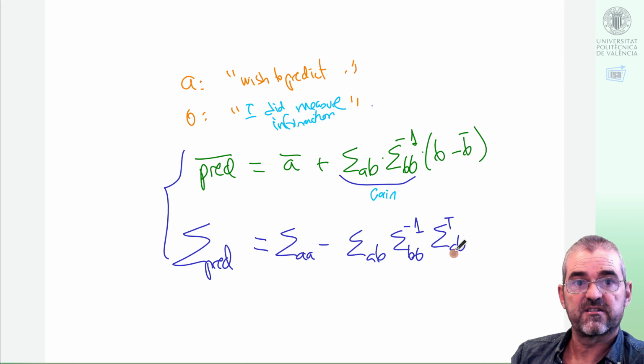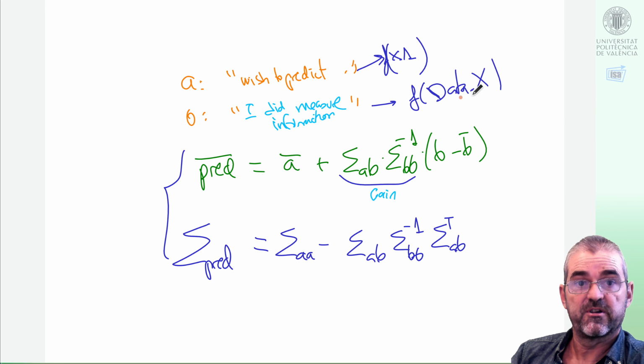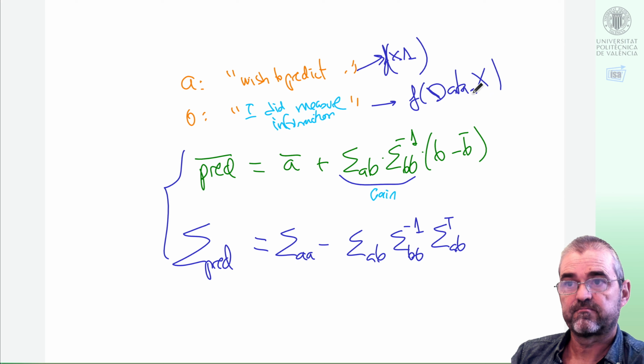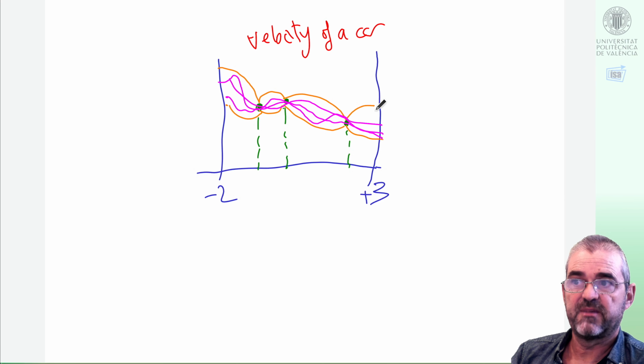And then we will just apply these formulas when A, the variable to predict, is the value of the stochastic process at some points x1, and B, the variable I have information of, are the values of the function at some horizontal x points. So I will be able to incorporate these measurements to get a posterior prediction.